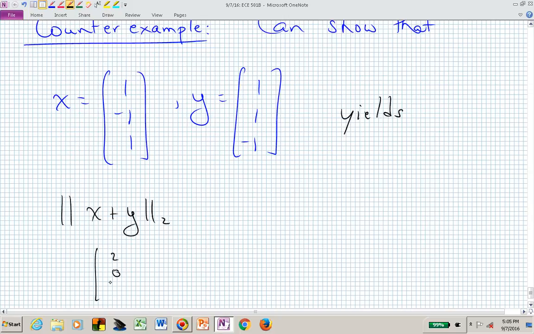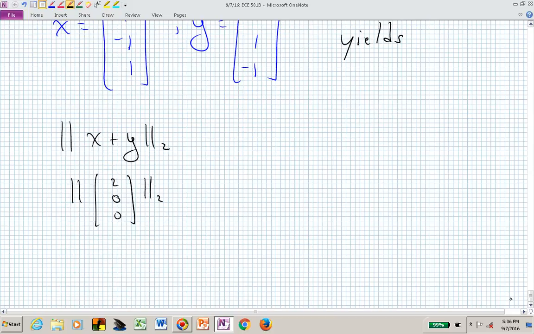What's the third coordinate? 1 minus 1, that's 0. We're looking at the 2 norm of that, which is what? We square 2, giving us 4. We square 0, add that to 0. We have 4. Square root of 4 is 2.